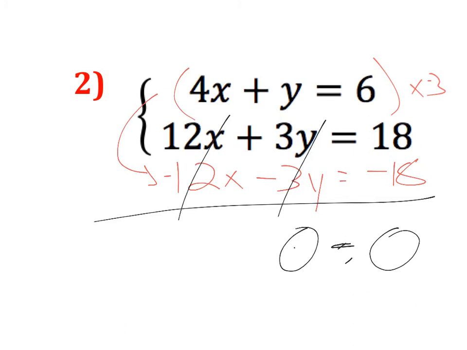Ooh, that's a wonky equal sign. There we go. Anytime you have 0 equals 0, meaning everything is canceled out, that tells you you have infinitely many solutions. Or graphically speaking, these would be the exact same line. So you'd have one line directly on top of the other line.